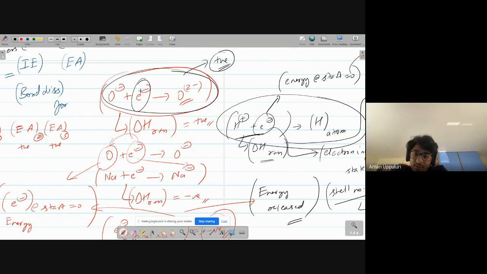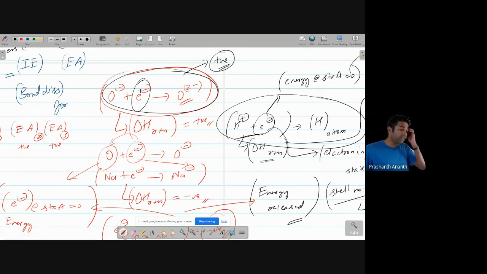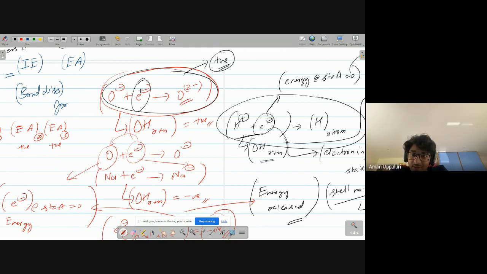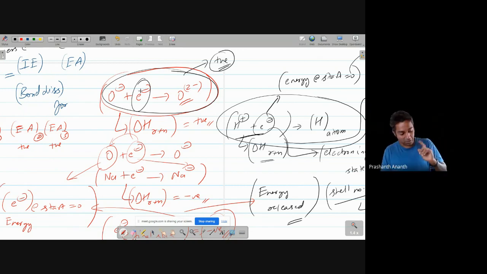Charge of the electron here? What is the charge of the electron here? -1. And what is the charge on the oxygen? -1. So have you ever looked at the interaction between these two species? Both are negatively charged.